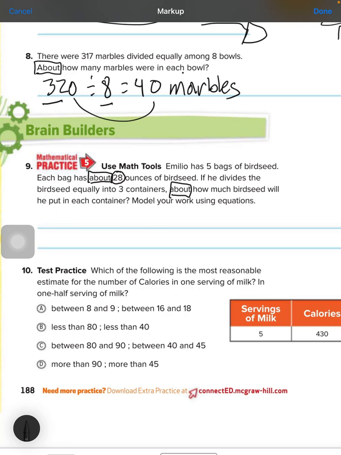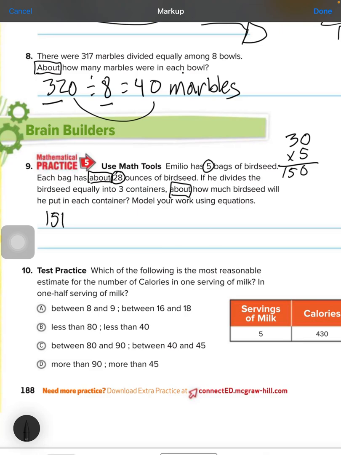So I'm going to take this number and I'm going to bump it up to 30 because 28 is kind of not very fun. And 5. So first of all, we have to buy 5 bags of birdseed from wherever. Open all the bags, dump them in a bucket, and then we can stick them into the 3 containers to feed the birds. You with me? So first thing we do is multiply. 30 times 5 is, well, 150.